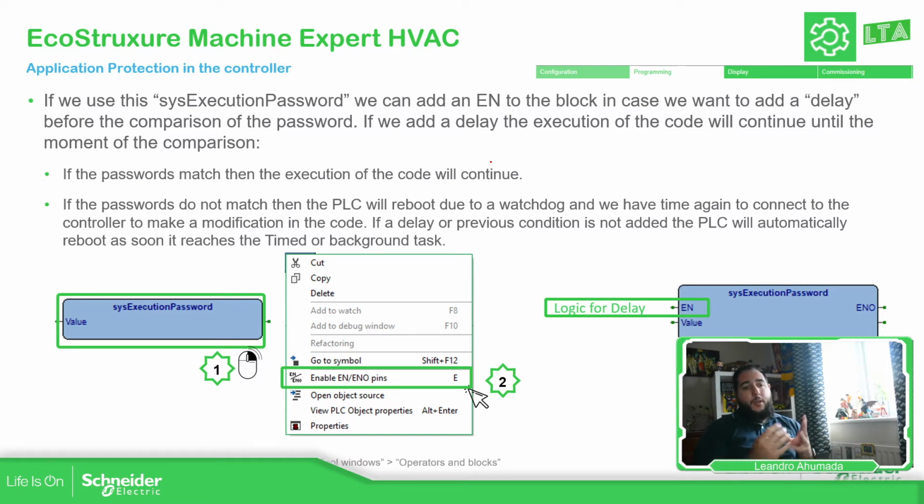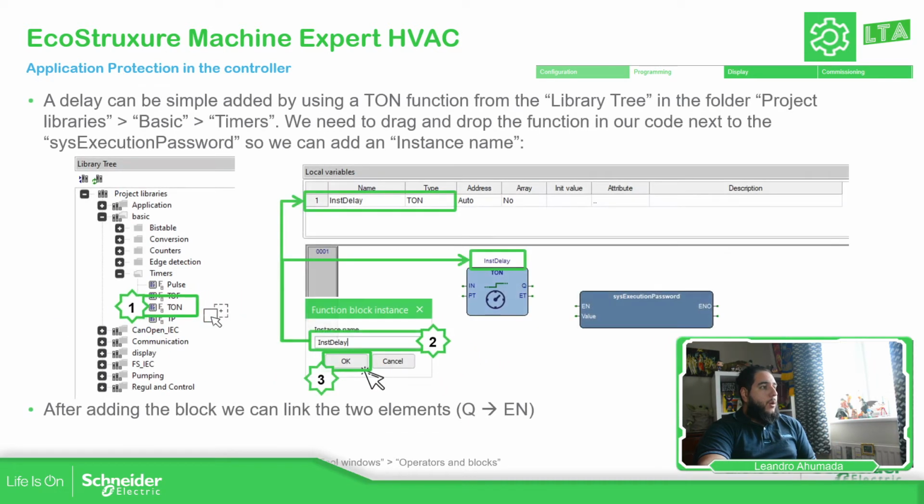So the first thing that we need to do after adding the execution password is to right click over here and add the enable output, so we can have this input over here, and here we can create our logic to make the delay. So one solution, this is just one solution, what I think is good. It can be good, but you can change the logic that you want.